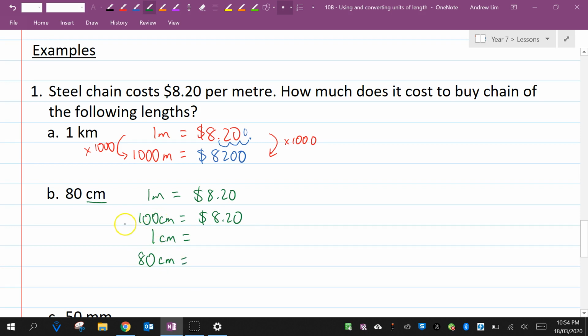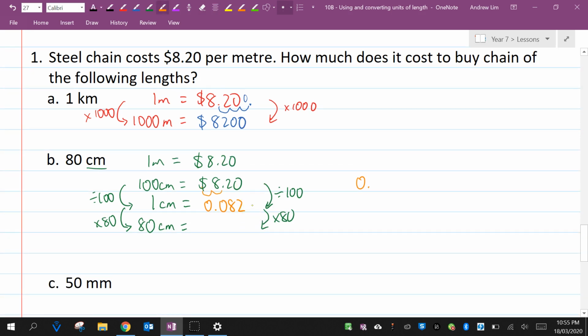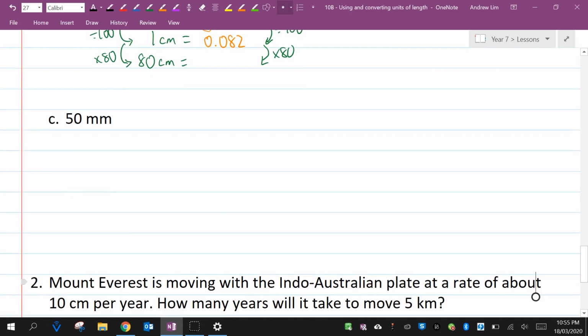So to go from 100 to 1, I need to divide that 100 by 100 to get 1. And then I can times that 1 by 80 to get 80. Which means on this side, I'm going to take that $8.20, I'm going to divide it by 100, and then I'm going to times it by 80. So if I divide it by 100, I move the decimal to the left twice. 1, 2, which is 0.082. Technically, you can write that 0, but we don't have to. And then we're going to times that by 80.